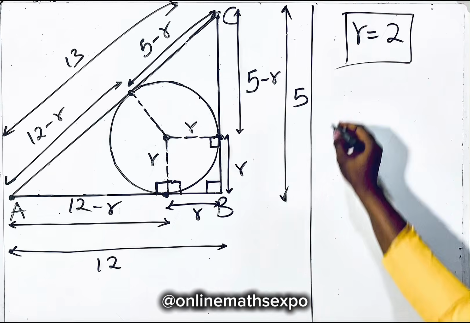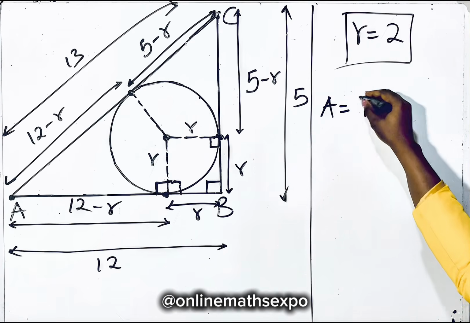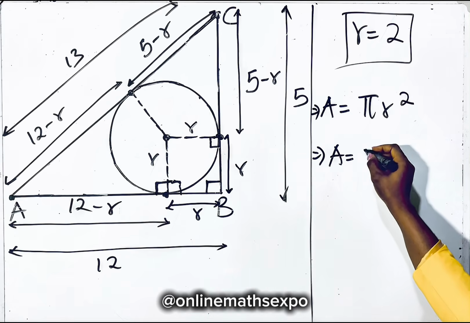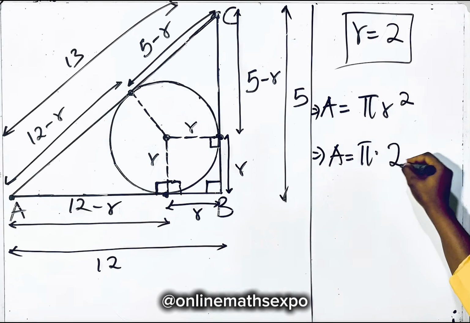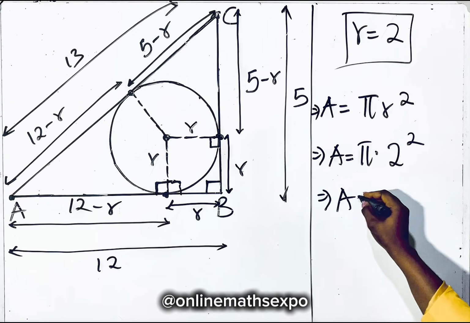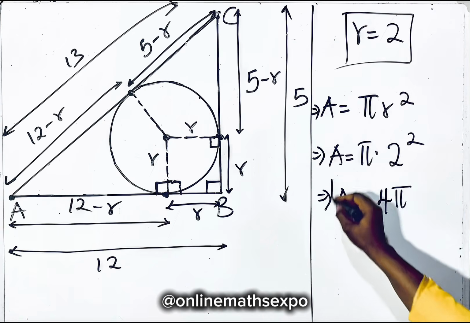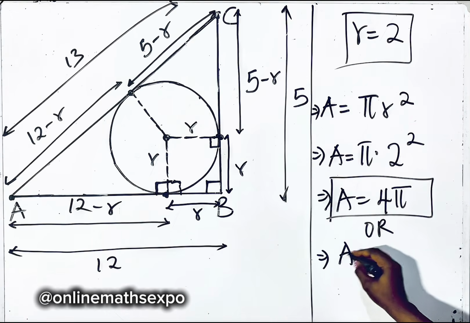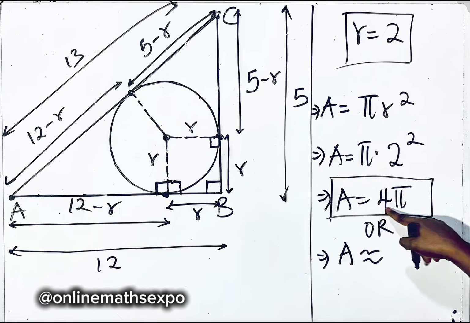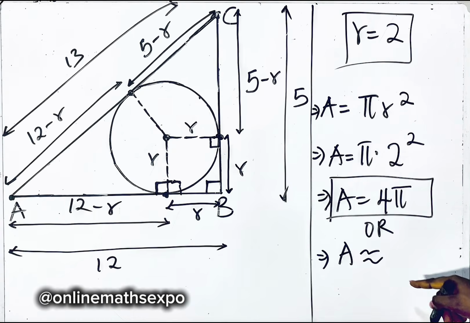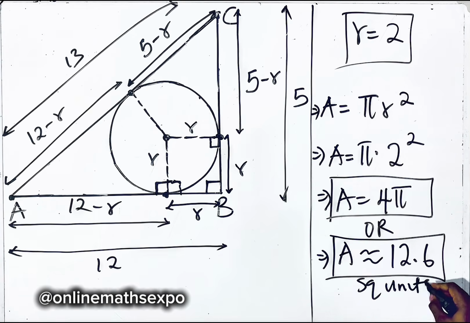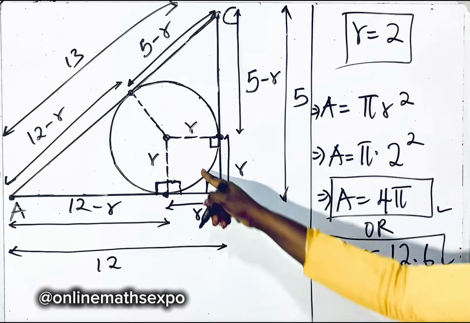To find the area, we now have it. Area, remember we said, is pi r squared, and that gives us pi multiplied by 2 squared, and that is the area, 4 pi squared units. You can also get the approximated value. So we have the area approximated to, just do this in the calculator, it gives you 12.6 squared units. And this gives us the area of the circle.